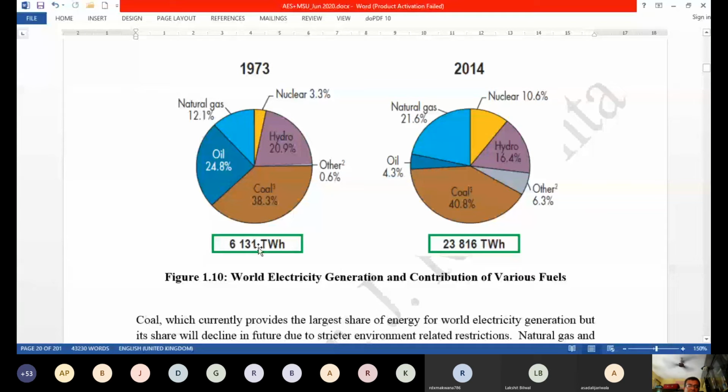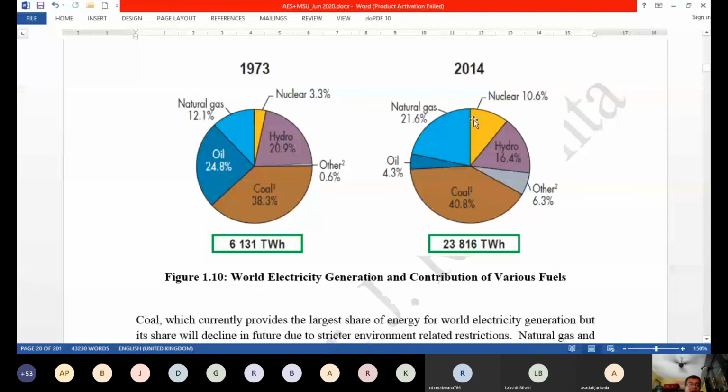So generation in 73 it was 6131 terawatt hour, and it has become almost 4 times. So you can see electrical power has penetrated much into the economy or industry. So its usage has become almost 4 times in this period of around 50 years.